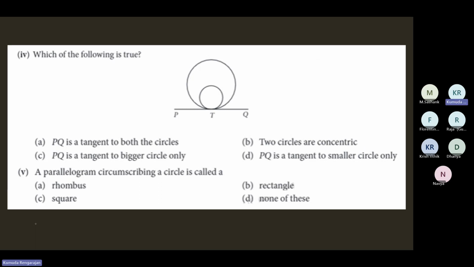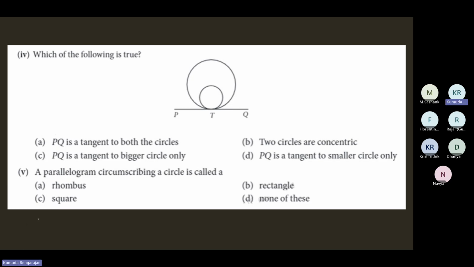Because T lies on the big circle, T also lies on the small circle. So T is a point which is common to both the circles. And PQ touches the circles at T. So it's a tangent to both the circles. So T is a point which is on the tangent, on the big circle, on the small circle.